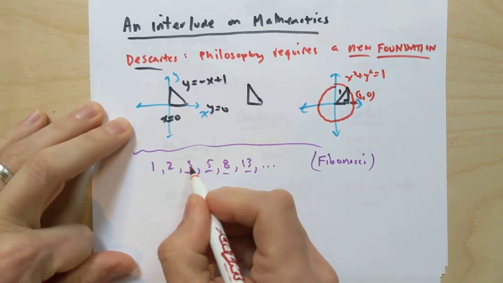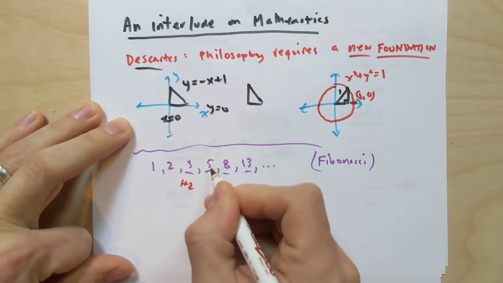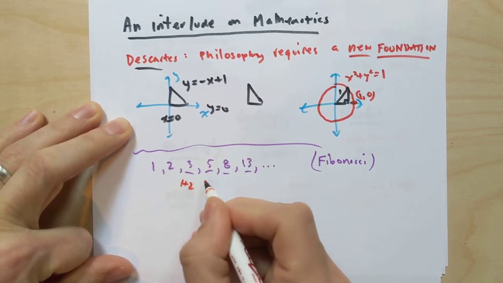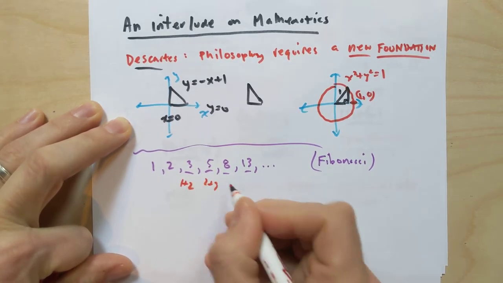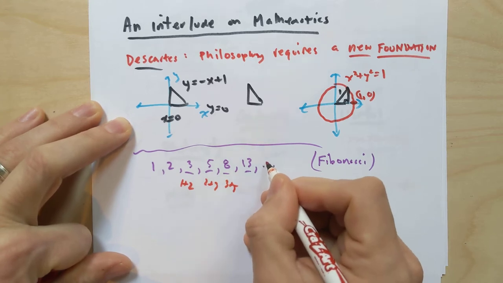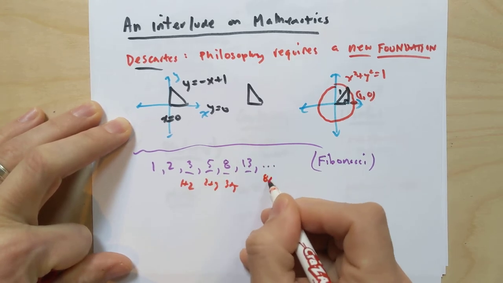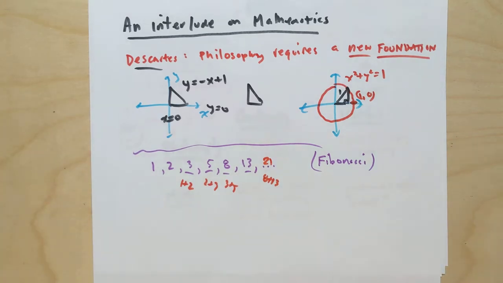If you notice, this number 3 is really the sum of 1 plus 2. So 3 is 1 plus 2. And then what's 5? 5 is the sum of 2 plus 3. And then 8 is the sum of 3 plus 5. And 13 is 5 plus 8. So what number would come next? Well, the next number should be 8 plus 13, which is going to be 21, and so on. And so you could see how this pattern would continue.